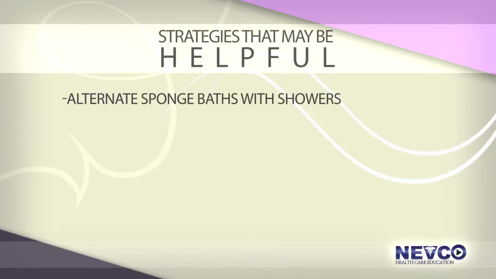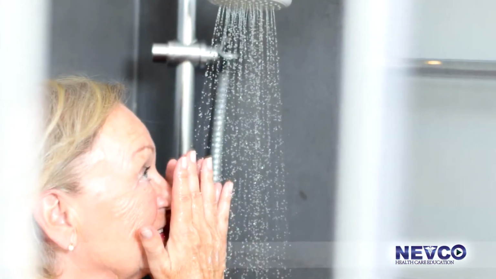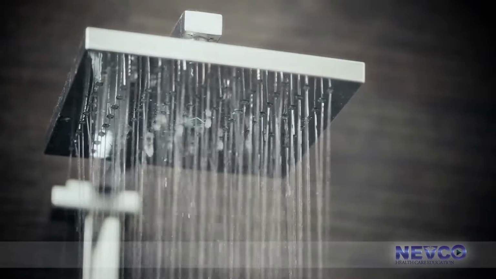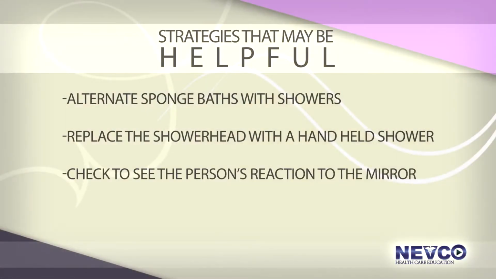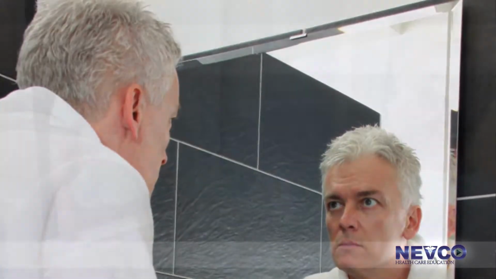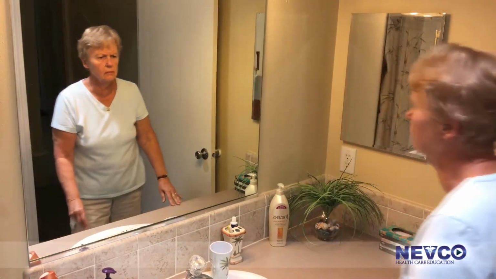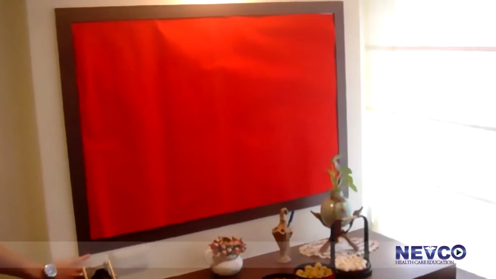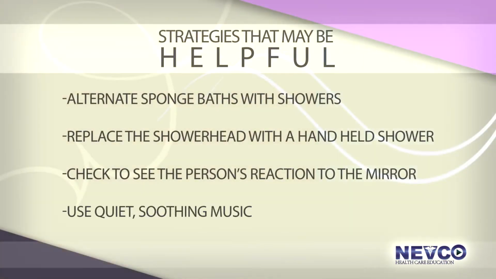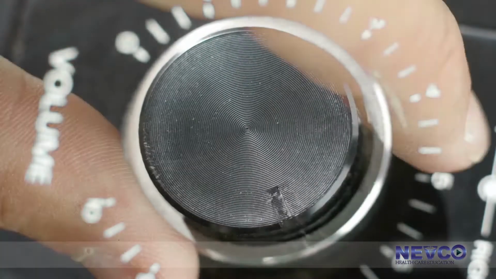Alternate sponge baths with showers for those who resist undressing and getting into the shower. Replace the shower head with a handheld shower if the person seems fearful of the water spray. Check to see the person's reaction to the mirror. They may be fearful of their own reflection, not recognize themselves, and think someone else is in the bathroom. If this is the case, try covering or removing the mirror entirely. Use quiet, soothing music to set the tone and decrease stress during bath time.